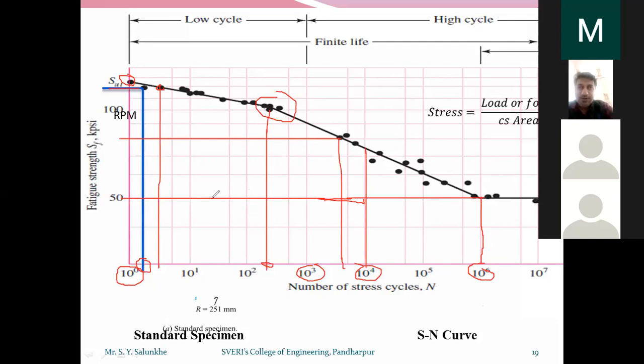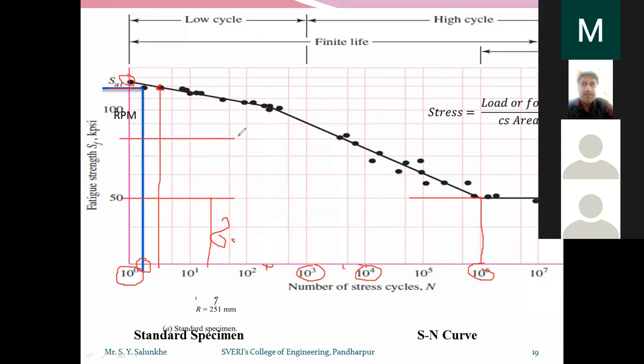So this value of stress is called the endurance limit of that particular specimen material, or the material from which that specimen has been manufactured. Is it clear? Let me know. You can write in the comment box.